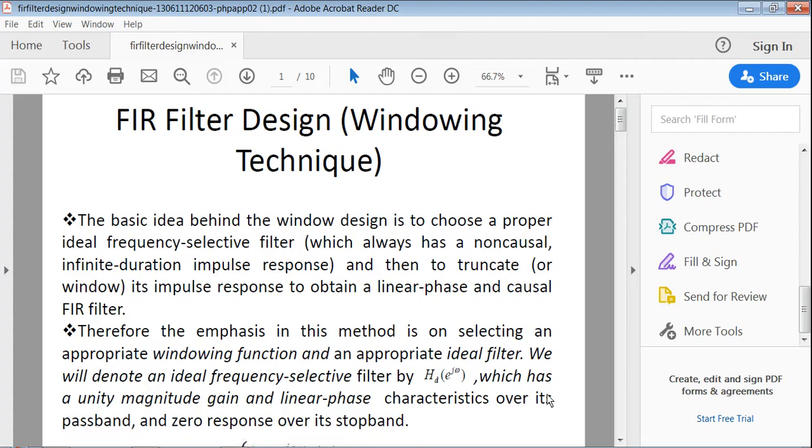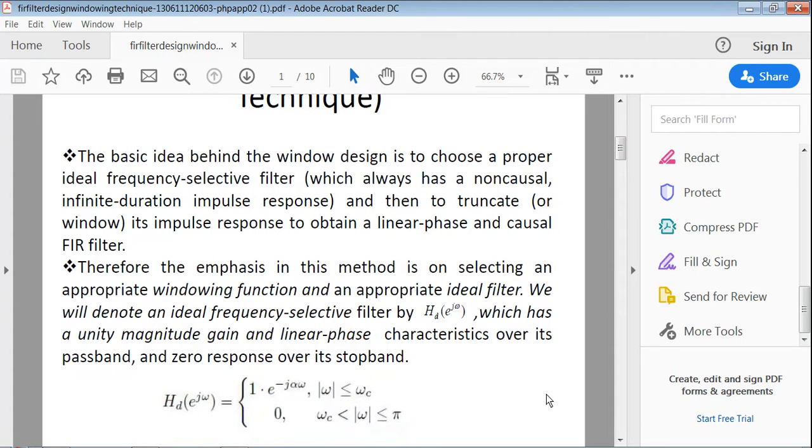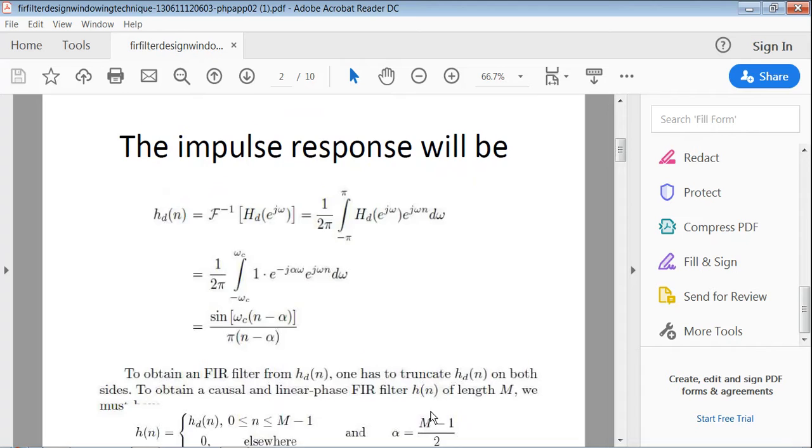Therefore, the emphasis in this method is on selecting an appropriate windowing function and appropriate ideal filter. We will denote an ideal frequency selective filter by Hd of e^jω, which has a unity magnitude gain and linear phase characteristic over its pass band and zero response over its stop band. See, this Hd of e^jω is given as 1 into e raised to minus jαω, for absolute value of ω less than or equal to ωc, and between ωc to π it is 0. So the pass band is present from ω up to ωc.